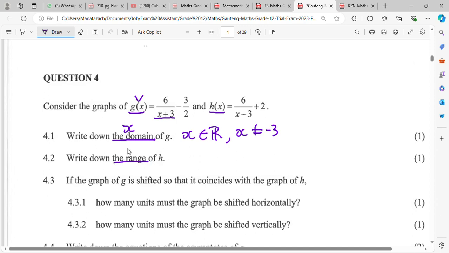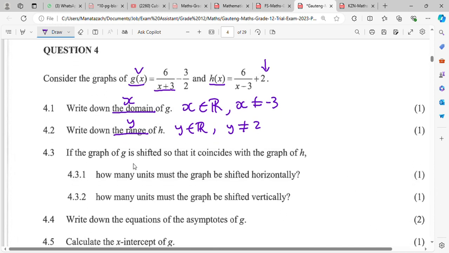And then when it comes to the second question, write down the range of h. Likewise, the range are the values of y for graph h where it is applicable. So here you write y, so that's not going to be x, I'm sorry about that. So that's going to be y is an element of real numbers, where y is not... What is the asymptote of the graph of h? That's going to be 2. So y is not 2. So that's it for the range of the graph of h.